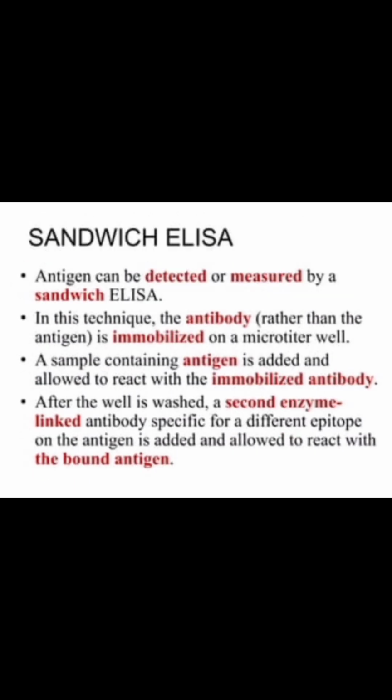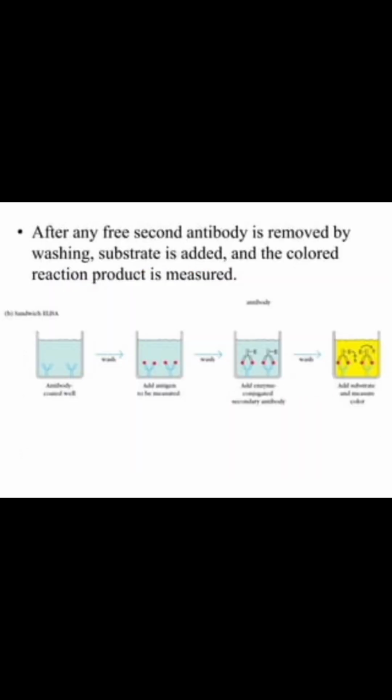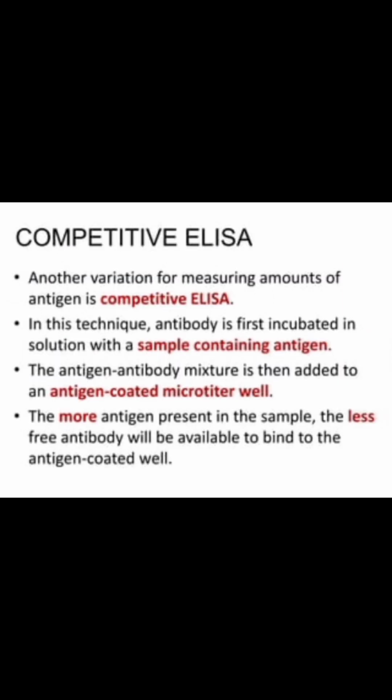In sandwich ELISA, antigen can be detected or measured. The antibody is immobilized on a microtiter well. After the well is washed, a second enzyme-linked antibody is added. After any free second antibody is removed by washing, a substrate is added and the colored reaction product is obtained. So at last, the antigen present in the sample is shown as a colored product.